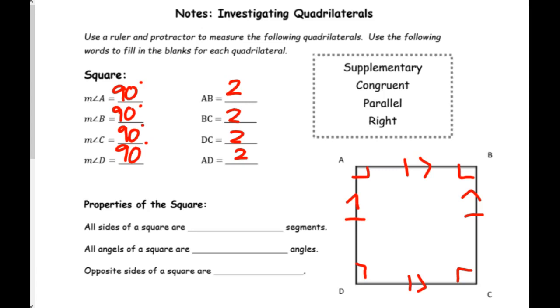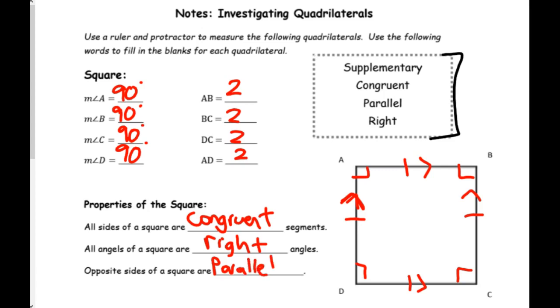So all sides are what? So here's our word box, but all sides are what? Congruent. All right, they're all the same segment, right? So all the same measurement. And all angles are what? Technically, they're all congruent, but specifically, they're all right angles. And opposite sides are, we just showed that with these little arrowheads, they are parallel. Okay? So opposite sides are parallel. So that's your square.